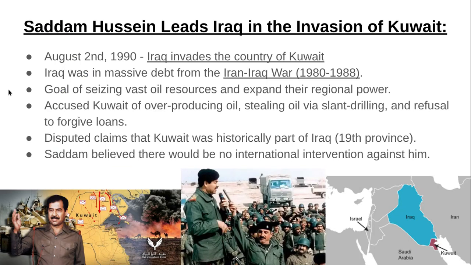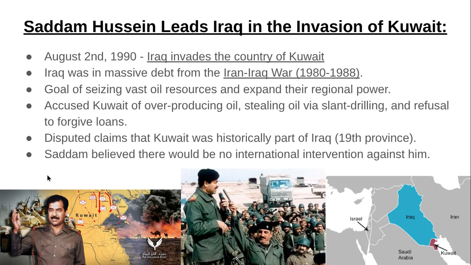So what started this conflict? Well, the conflict starts with the Iraqi invasion of Kuwait. You can see in the bottom right here the size difference between the two countries. And there are a couple of different motivations for this. Iraq was in massive debt from the Iran-Iraq War in the 1980s. They had a goal of seizing the vast oil resources that Kuwait had, because Kuwait is an extremely important location for oil, especially for the West. And there's also a goal to expand their regional power. They accused Kuwait of overproducing oil, stealing oil via slant drilling, and Kuwait also refused to forgive the loans that they had given Iraq during the Iran-Iraq War.